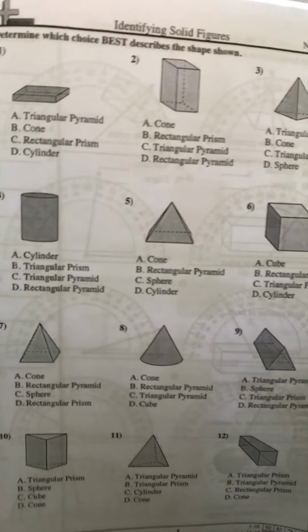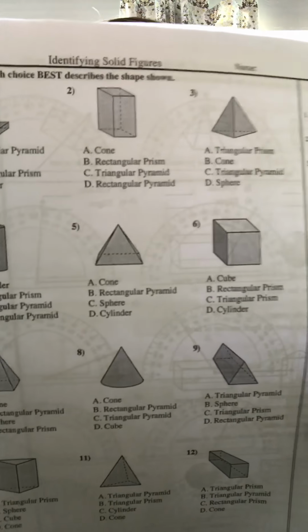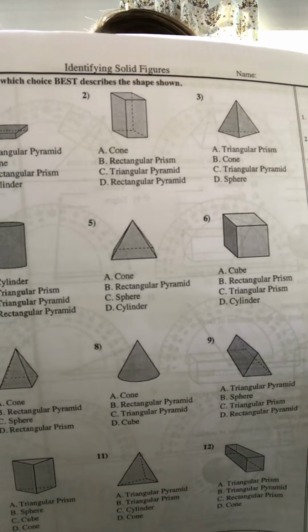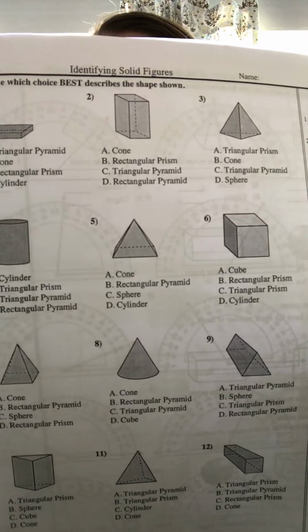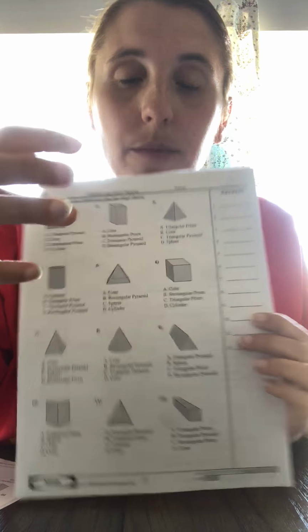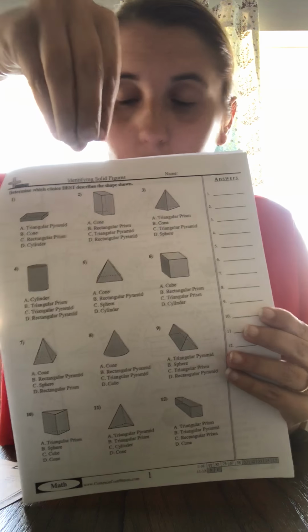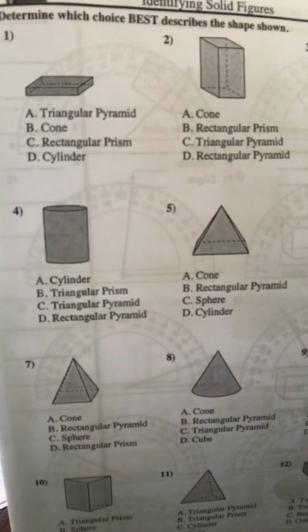next page. Right here, you are just naming solids. Again, not hard, okay? You're gonna look at the base and you're going to look to see if it's stretched out for a prism or if it comes up to a point for a pyramid. So if you're looking at number 1 here, okay, can you see that?